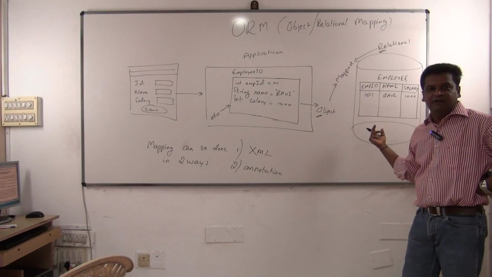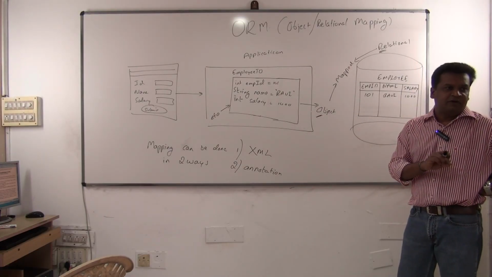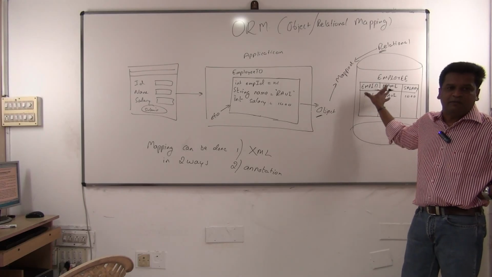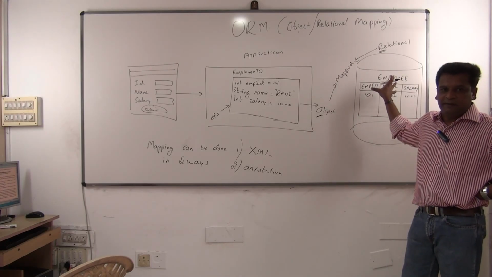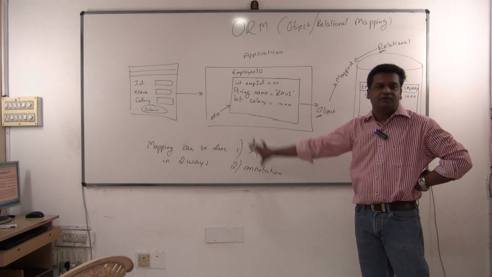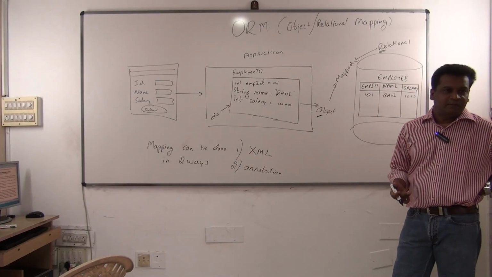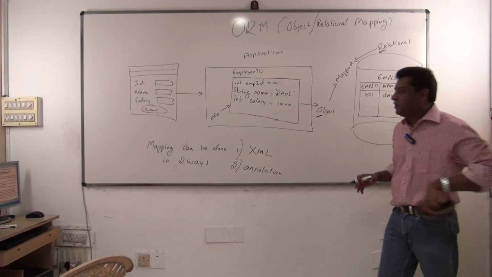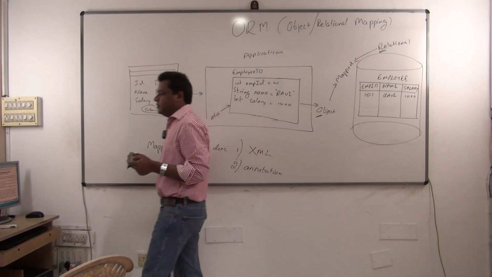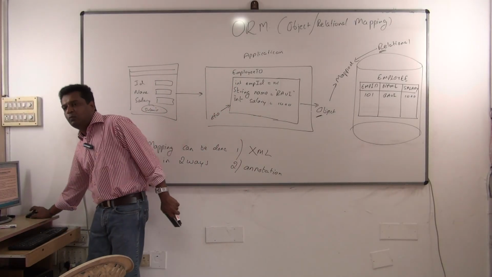Not only while saving; even when you are reading, if you want to write a select query or something like that, automatically what will happen? The values from this row will be read and automatically stored into the properties of this TO now. So this is the idea of ORM, object relational mapping. A very key concept, and it is the main reason why Hibernate is becoming very, very popular.